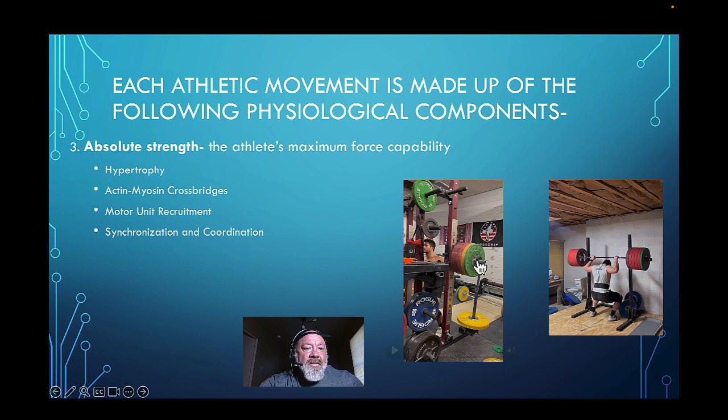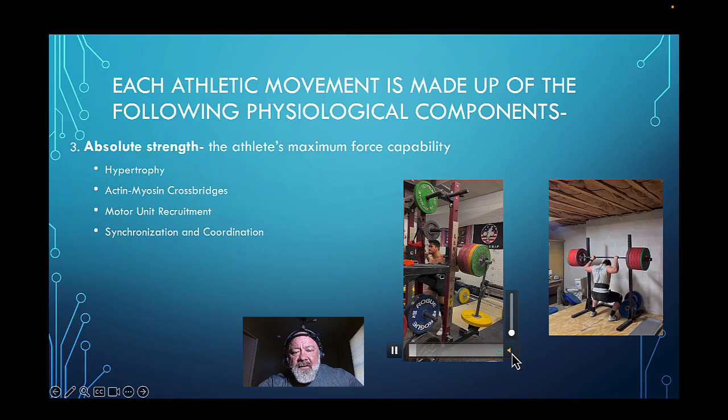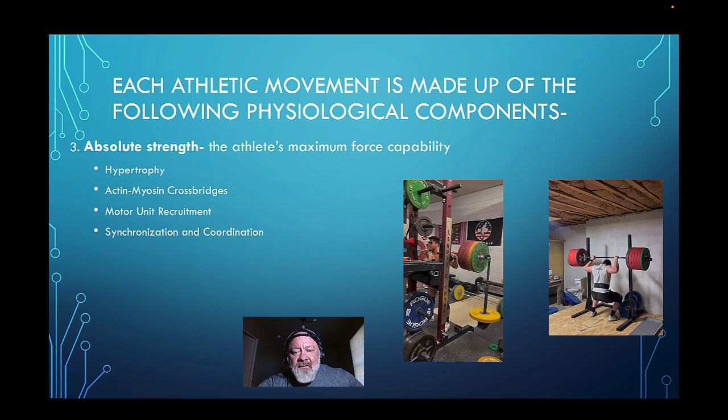So then, when it comes to improving someone's absolute strength, hypertrophy is one of those components. Do they have enough muscle mass? Active myosin cross bridges. So the more they do it, they'll get better at this: at the cross bridges, also recruiting those high threshold motor units, and then the synchronization and coordination of that. You get better at that. Here's AEL specifically. Ryan using the weight releasers.